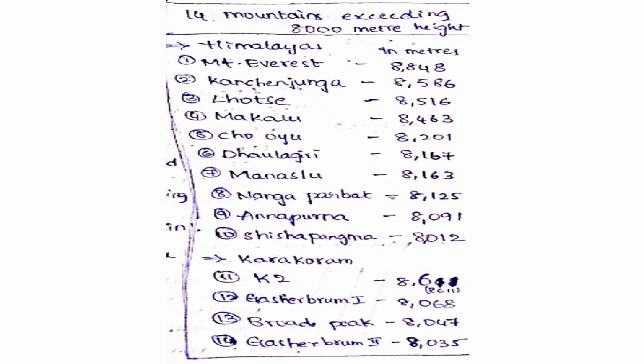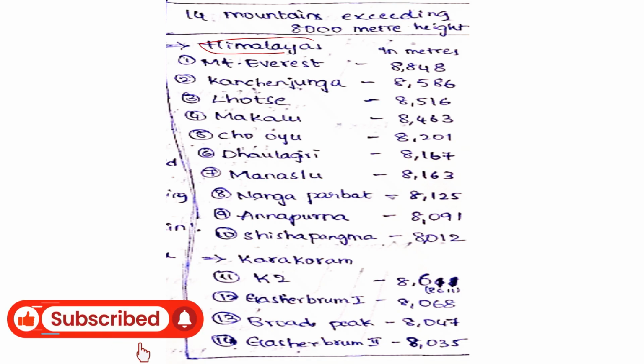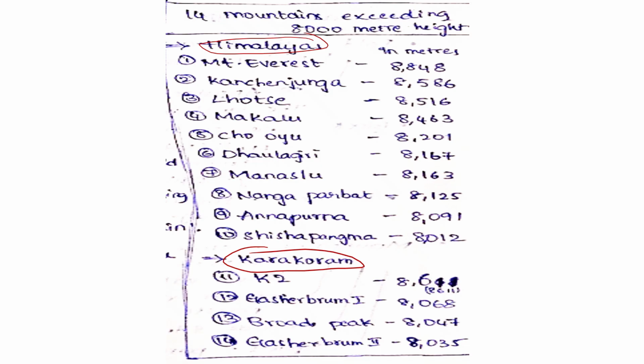And here is the list of those 14 mountains which are exceeding 8,000 meters height. There are 10 mountains in the Himalayan region and 4 mountains in the Karakoram region. You can remember these mountains along with their height. The 14 mountains are Mount Everest, Kanchenjunga, Lhotse, Makalu, Cho Oyu, Dhaulagiri, Manaslu, Nanga Parbat, Annapurna, Shishapangma. And the 4 mountains under the Karakoram range are K2, Gasherbrum 1, Broad Peak and Gasherbrum 2.